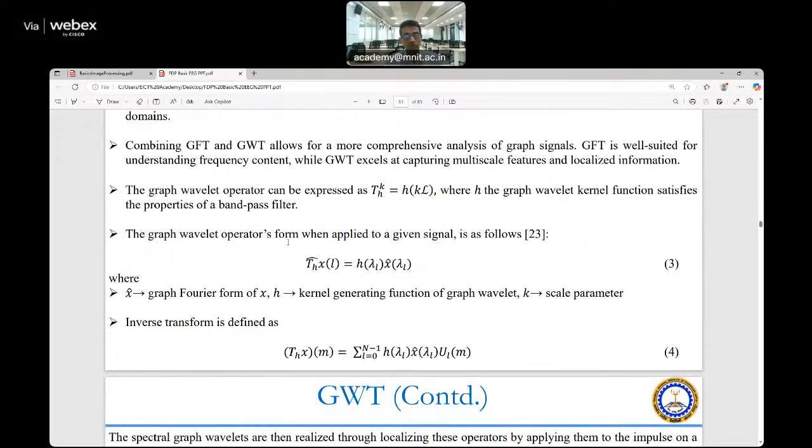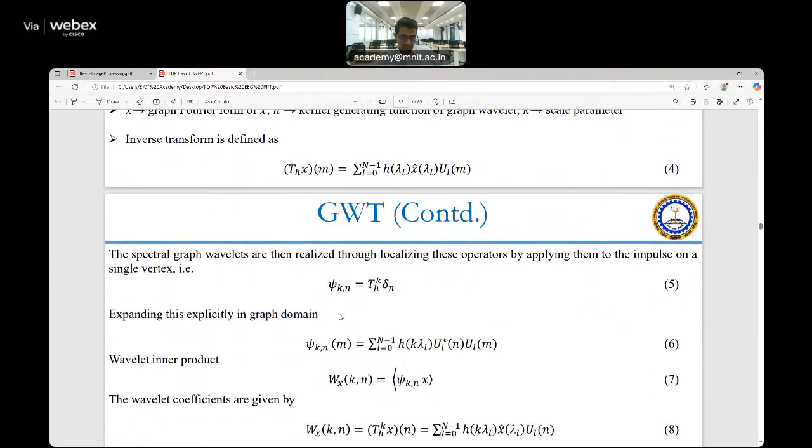The graph wavelet operator, when applied to a given signal, is given in this form: T_h x(L) = h(k lambda) x cap(lambda). What is x cap? x cap is the graph Fourier transform of x. And h is the kernel generating function of the graph wavelet. What is k? k is a scale parameter. So this is some bit of mathematics. It is given in this way, a multiplication of these things.